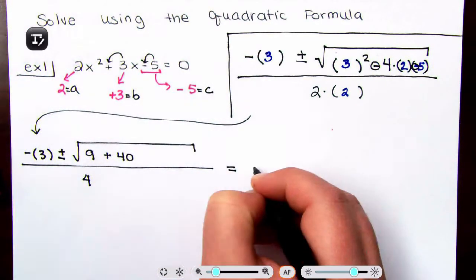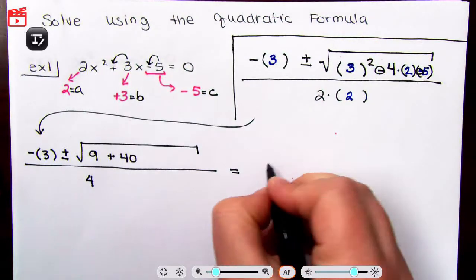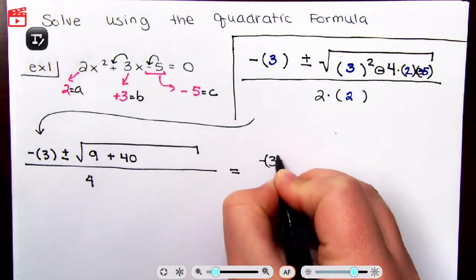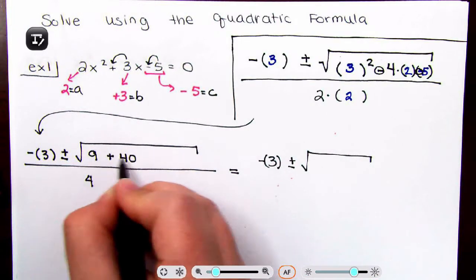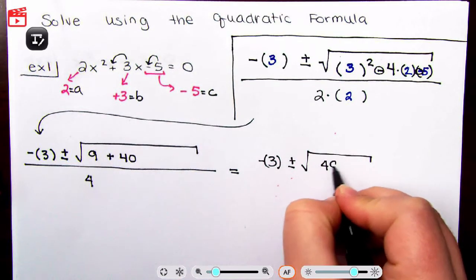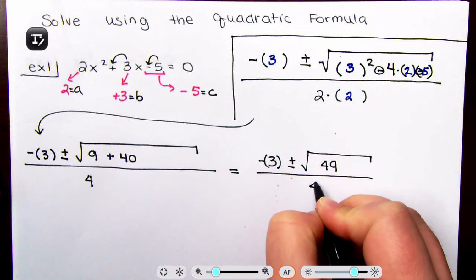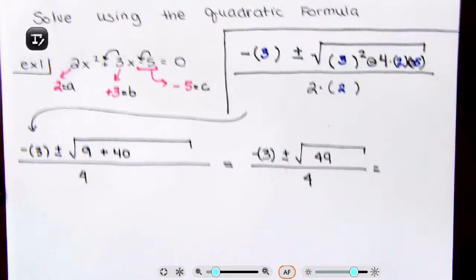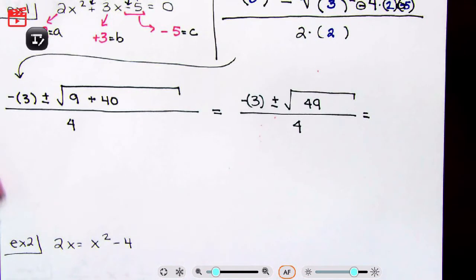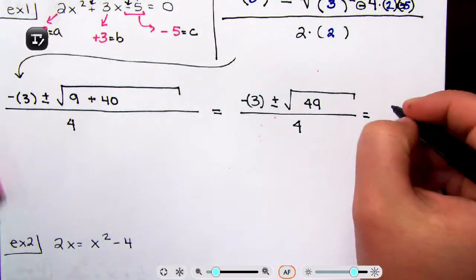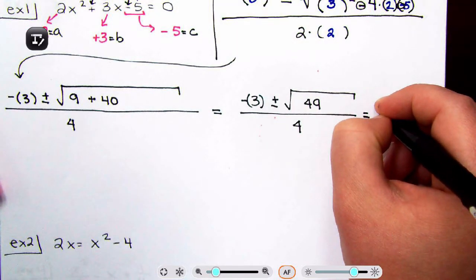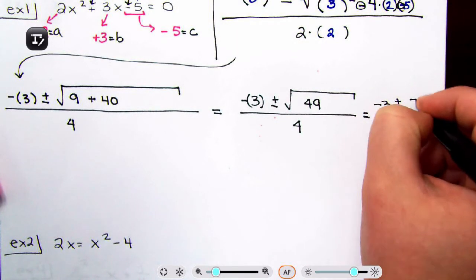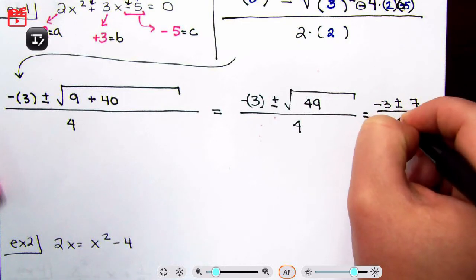Moving on here to the right, I have negative 3 plus or minus the square root. Now I'm going to simplify this. 9 plus 40 is 49 divided by 4. The square root means what are two numbers that are the same multiplied together that give me 49. In this case, we have 7 and it should be positive. So I have a negative 3 plus or minus 7 divided by 4.